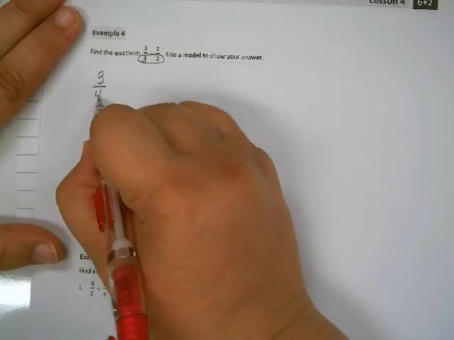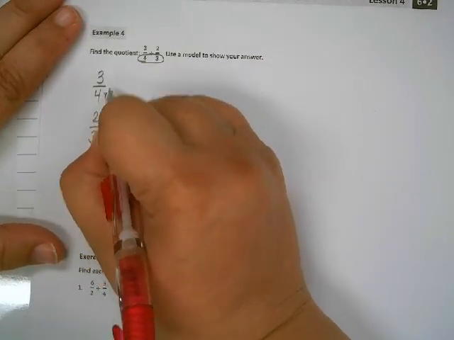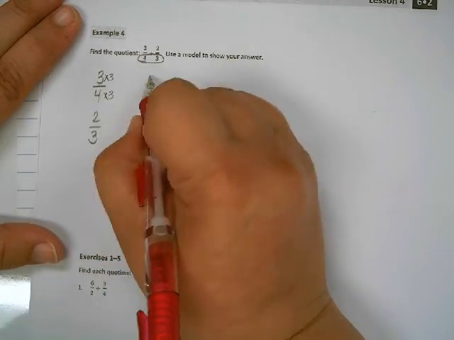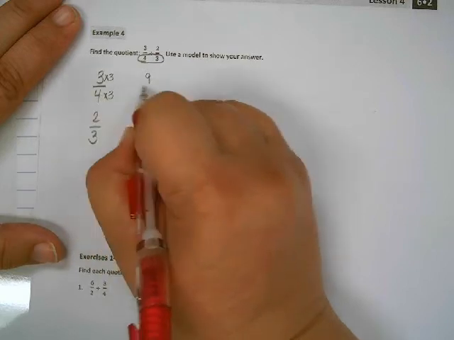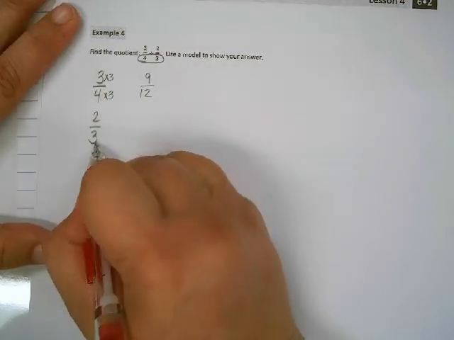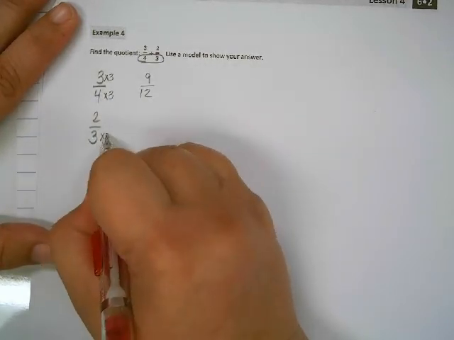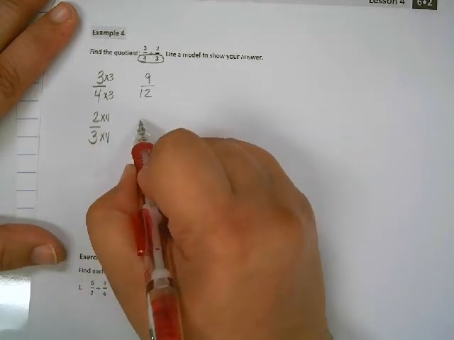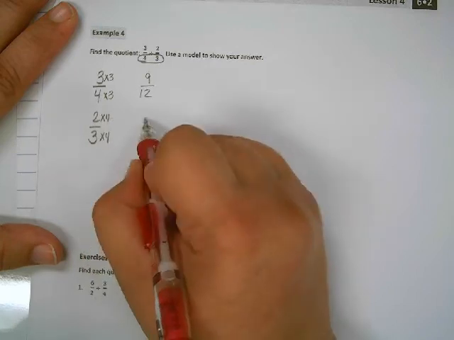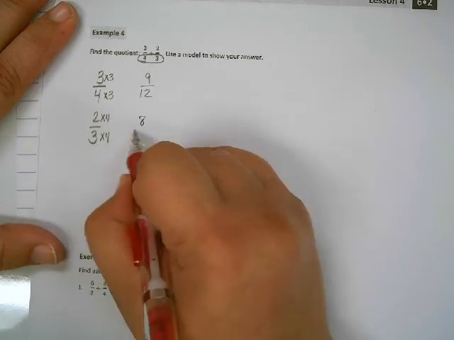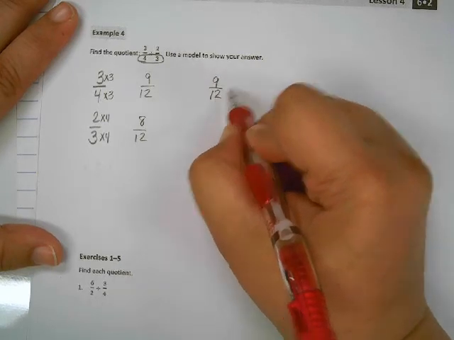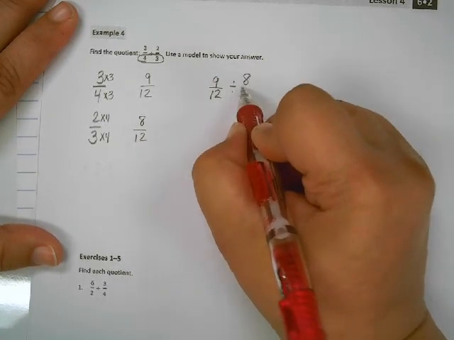So how can I change 4 to 12? I can multiply it by 3. So whatever I do to the bottom, I do to the top. So 3 times 3 is 9, and 4 times 3 is 12. And how can I change 3 to 12? I can multiply that by 4, so that means I also have to multiply 2 by 4. So 2 times 4 is 8, and 3 times 4 is 12. So now my problem is 9/12 divided by 8/12.